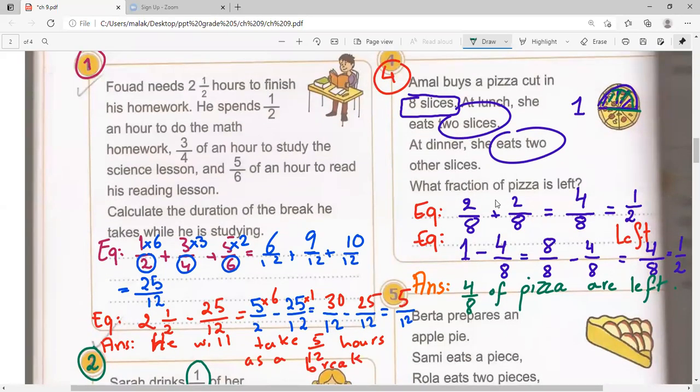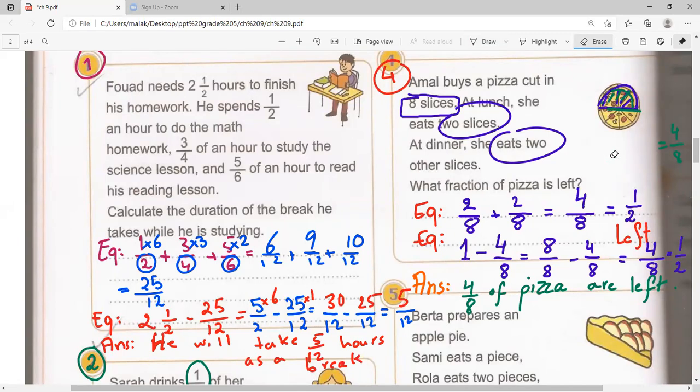We will write the fraction, what fraction of pizza is left. From the whole pizza, Jad, I will remove how many pieces? How many pieces did she eat? 4. What do I mean by whole pizza? How will I write the fraction that represents the whole pizza? It represents as 8 of 8 or 1. We can write 1, we can write 8 over 8. So from the whole pizza, it means 8 over 8. She ate 4 parts out of 8. So I will remove 4 parts out of 8. We still have 4 out of 8. Okay?